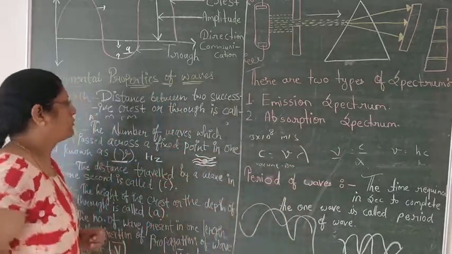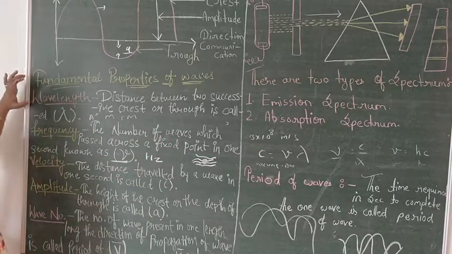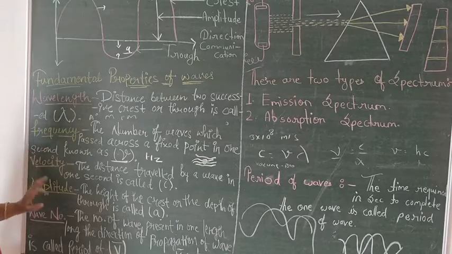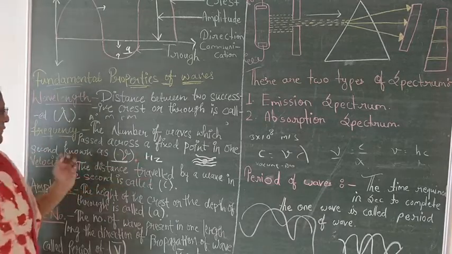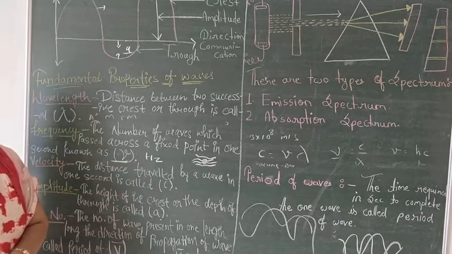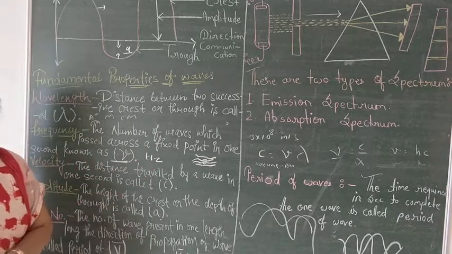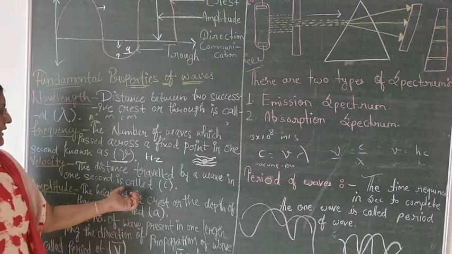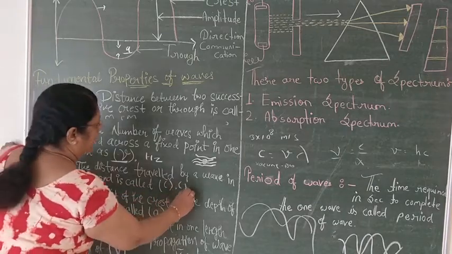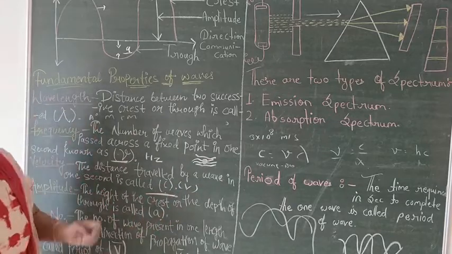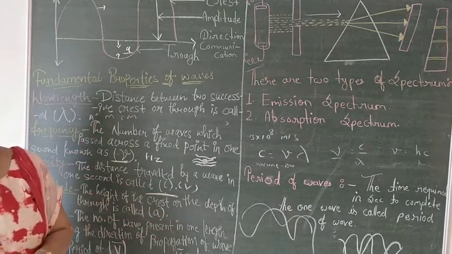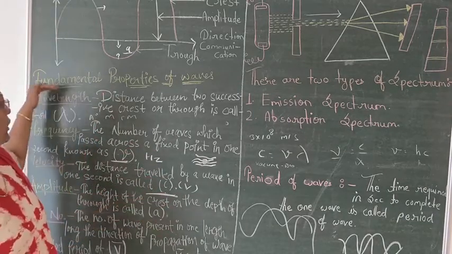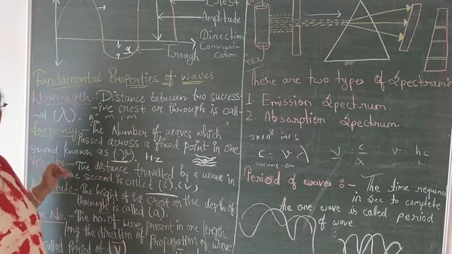Now I am talking about another definition. First we talked about wavelength, then frequency and amplitude. Now we are talking about velocity. The distance traveled by a wave in a second is called velocity, represented by c. Somewhere you will get v also, but in the case of light, in electromagnetic waves, we use c. So the distance traveled by light within a second is known as its velocity. Now we know about wavelength, frequency, amplitude and velocity.